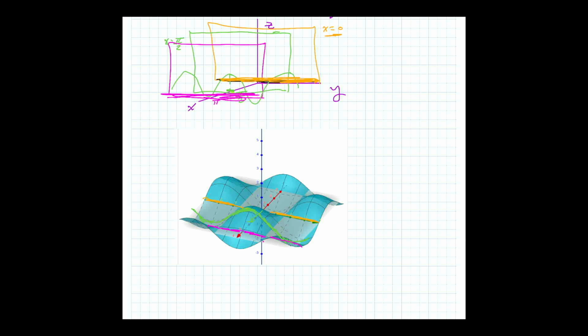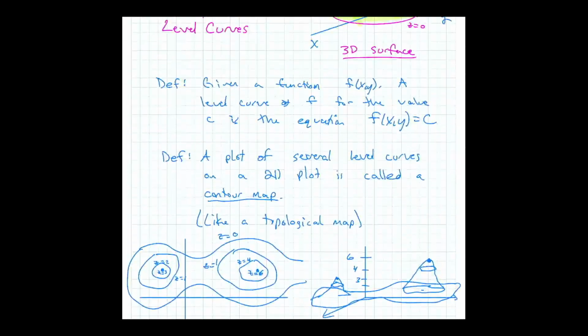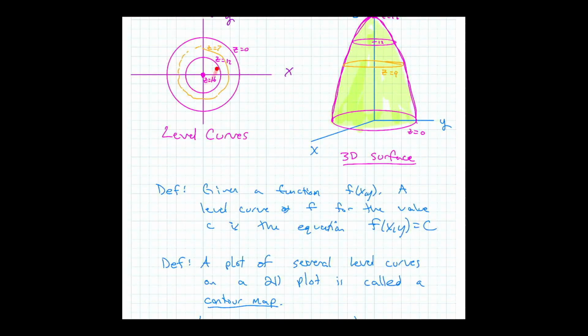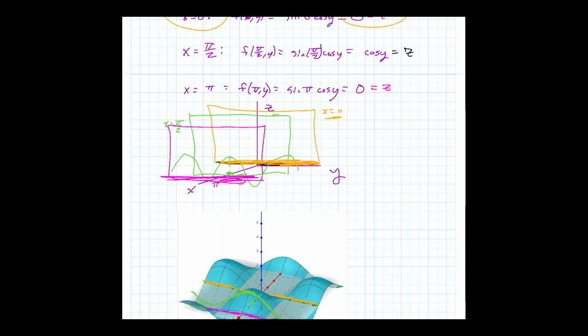And they're called vertical traces because these curves that we're doing live in these vertically oriented planes, as opposed to the level curves on the contour map, which were horizontal curves in horizontal slices. This was in a horizontal slice, horizontal slice, horizontal slice. Whereas the vertical traces are all in vertical planes. Okay, so that's why they're called vertical traces, and that's how you do them.